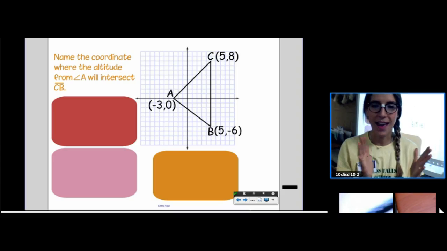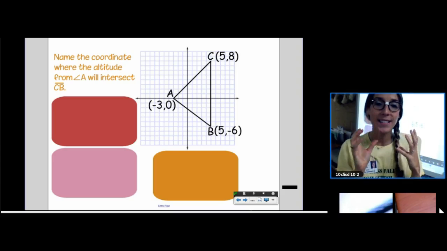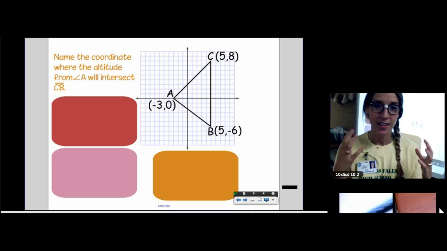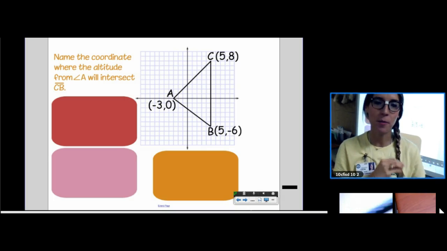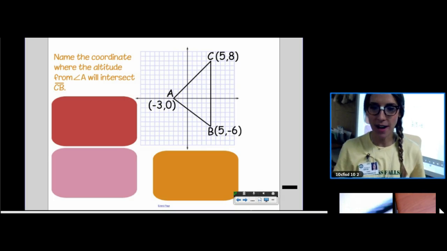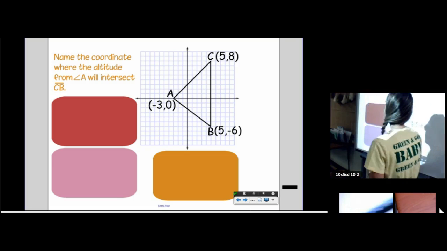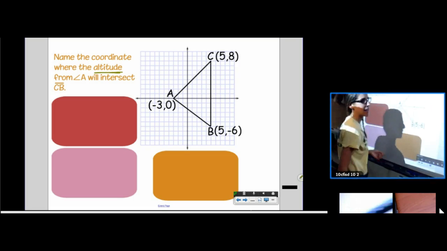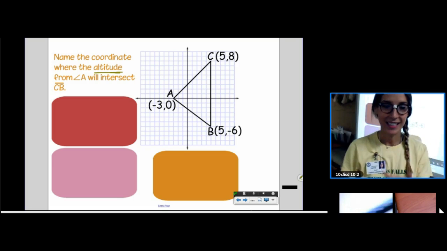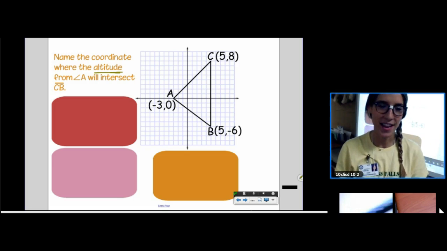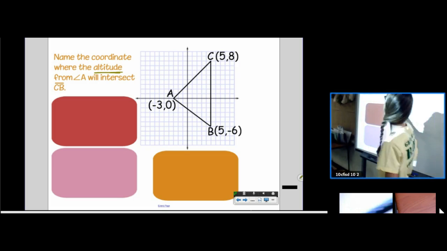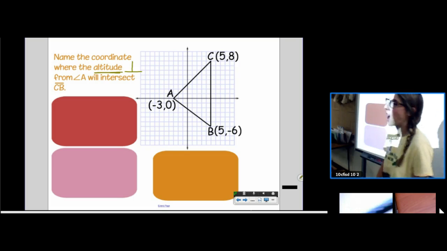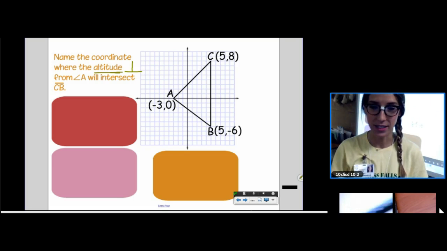So what if I asked you that on a test? You start with, name the coordinate where the altitude from angle A will intersect CB. You start with the word altitude, right? An altitude's job is to be, y'all are all saying the right answer, but let's just go over it. Its job is to be perpendicular to the opposite side.